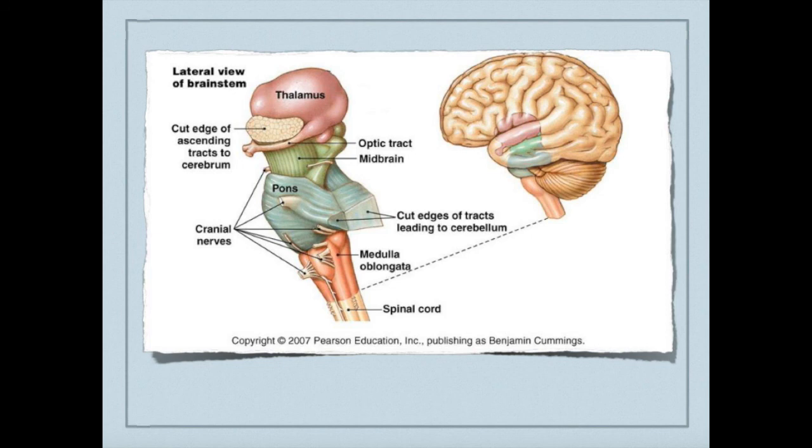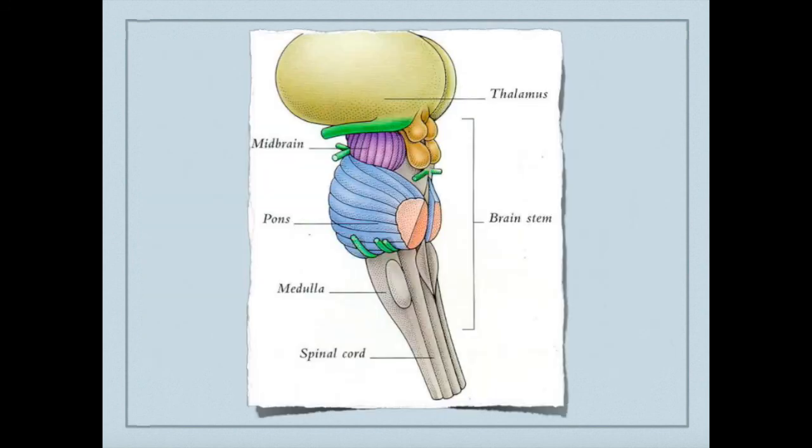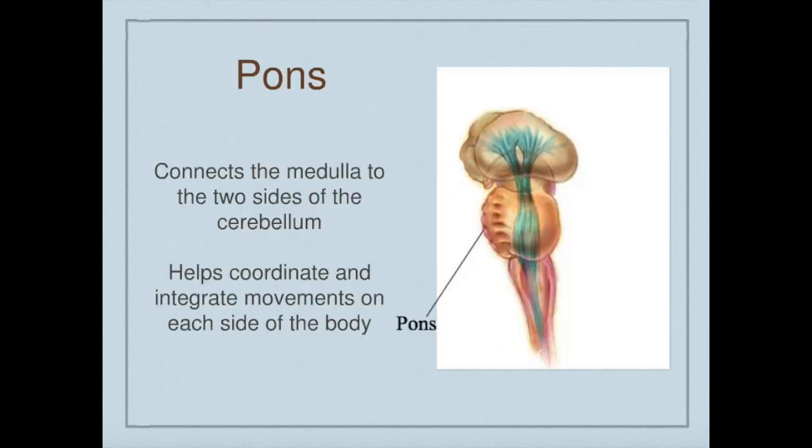So these are the areas that there are. There's the thalamus, the midbrain, the pons, the medulla, spinal cord. The pons. Now, how much of this do you have to know? Well, this is where you kind of have to make some judgment calls here.